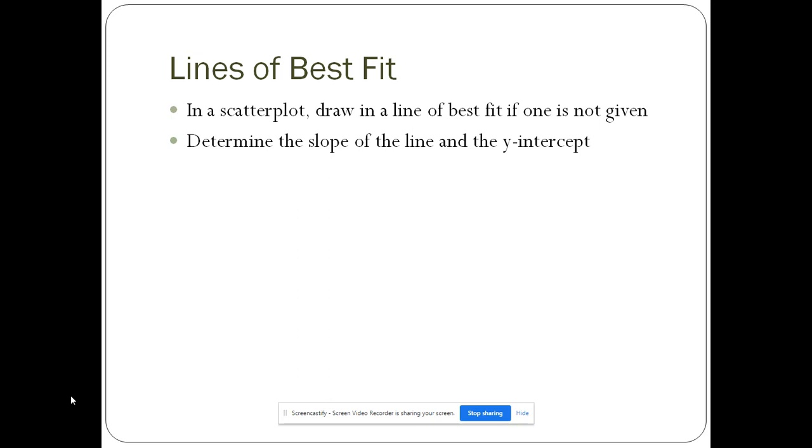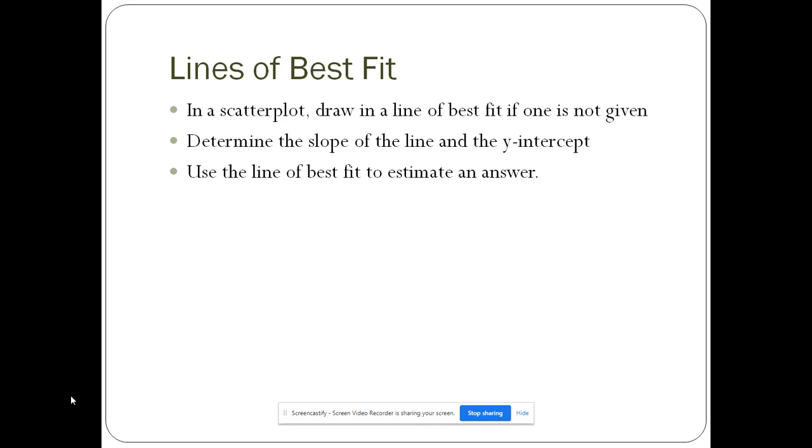All right, once you've drawn that line of best fit, you'll determine the slope of that line that you drew and the y-intercept. So that way you have an equation of a line to work with, right? You have the slope, you have the y-intercept, then you have an equation of a line. And typically you'll use that equation of that line to help you estimate an answer. Depending on the question, it might ask you, based on the line of best fit, what would be the best estimate for this particular value of x?